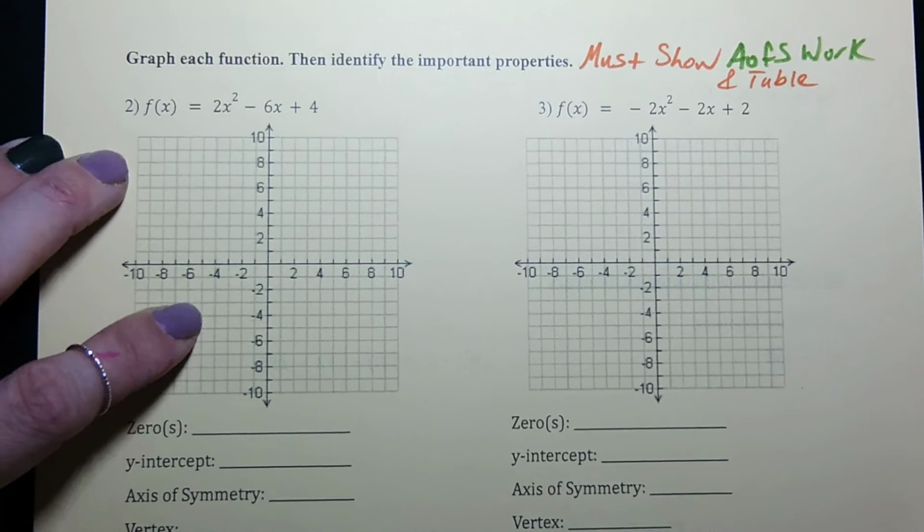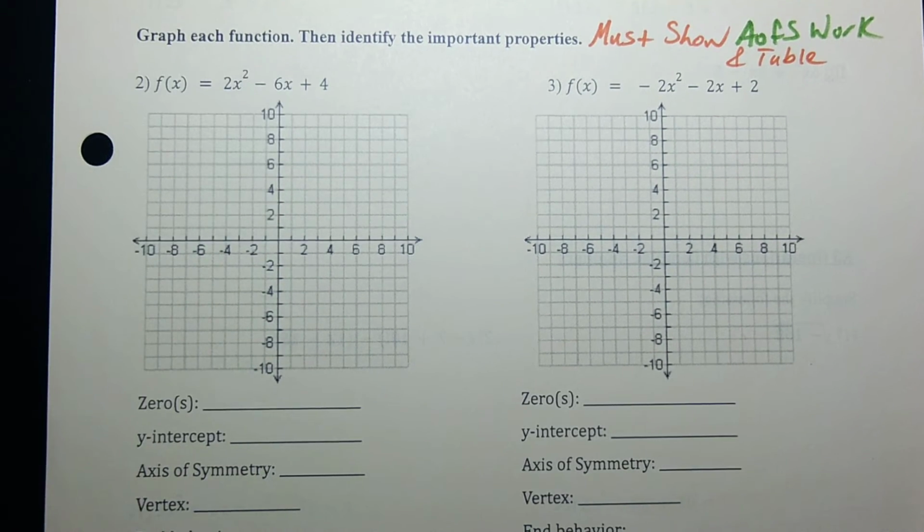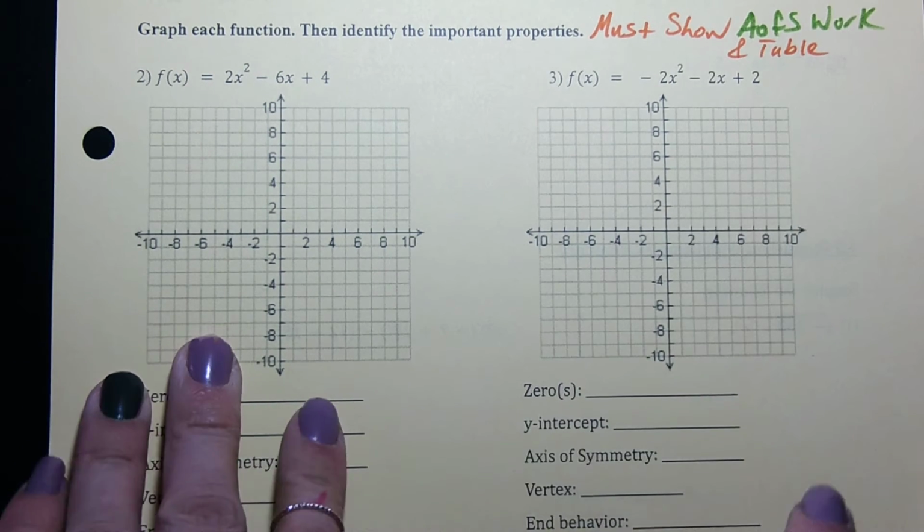Remember, you have to keep going until you find the zeros or the x-intercepts. If they are between two values, say which values they are between. Any questions on that first page?